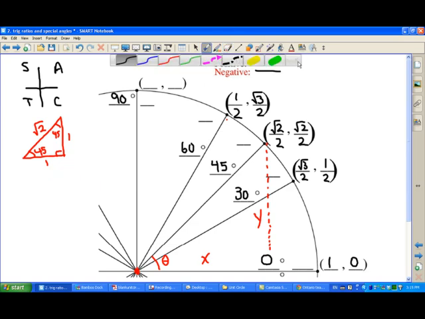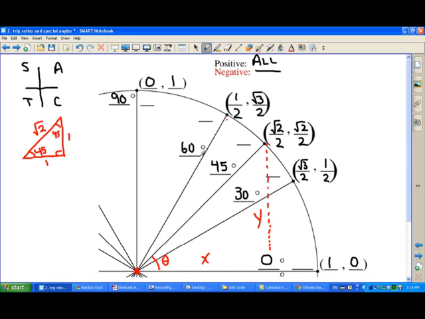And one last point in the first quadrant, our 90-degree angle. Well, if this is a unit circle with a radius of 1, then when we're on the y-axis, our x-coordinate is 0 and our y-coordinate is 1.